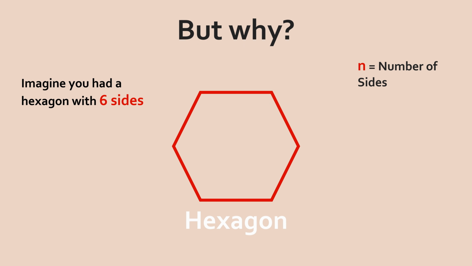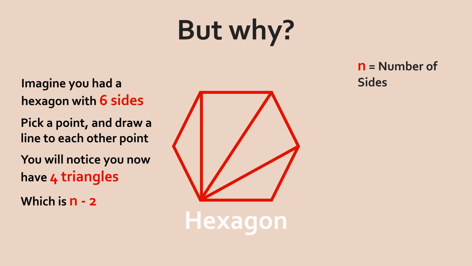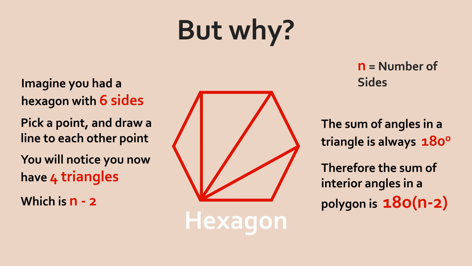But why? You're probably wondering why we use the formula 180(n − 2). Now it's pretty simple. Here is a regular hexagon with 6 sides. If you were to pick a point and draw a line to every other point, you will create 4 triangles. This is where we get the n − 2 from. The 180 comes from angles in a triangle, which, you guessed it, add up to 180 degrees.